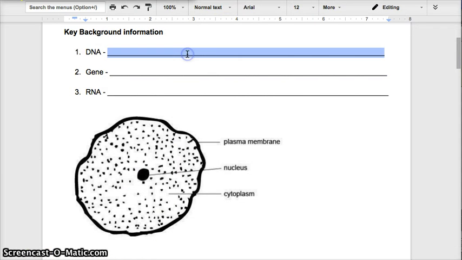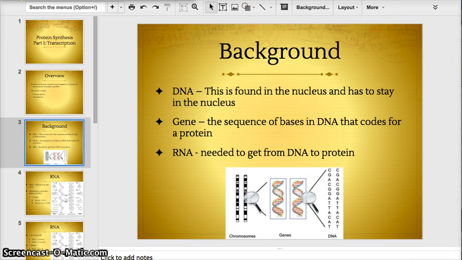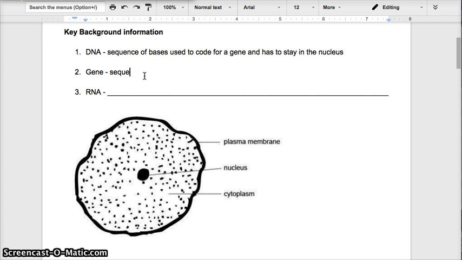DNA is just the sequence of bases used to code for a gene, and it has to stay in the nucleus. It's too big to leave. All right, the gene is a sequence of bases of DNA that codes for a protein. So DNA makes up our gene, and the gene codes for a protein.